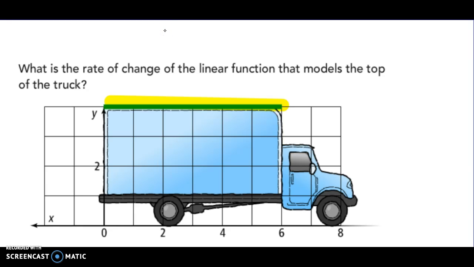If we have a rate of change and nothing is changing, our slope or our m value, oh gosh, Ms. Jones can't spell today, guys.